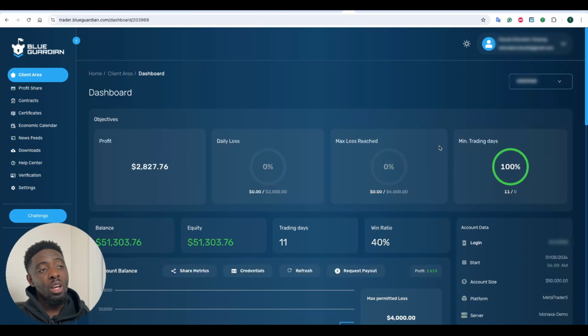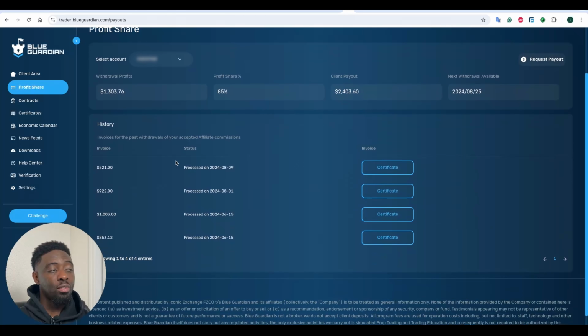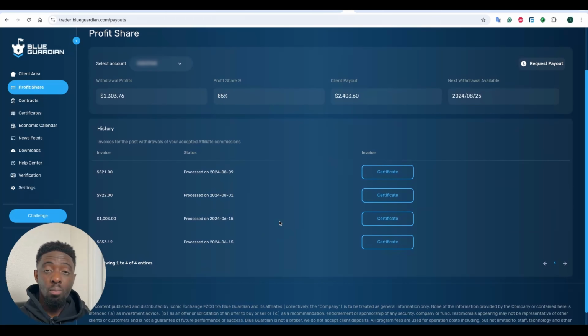Once you have your account on Blue Guardian and you intend to do the profit share, all you have to do is come here to profit share. You can see I've had previous profit shares, or previous payouts. These guys have paid me out. I've not had an issue with the payout. It's 85% for me and 15% for them.